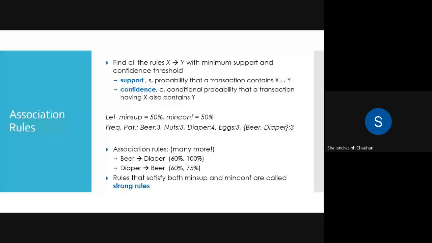It is 100%. It simply means in the transaction table, wherever you are having beer, you are always having diaper in those transactions. And what is the meaning of this 75% of confidence?